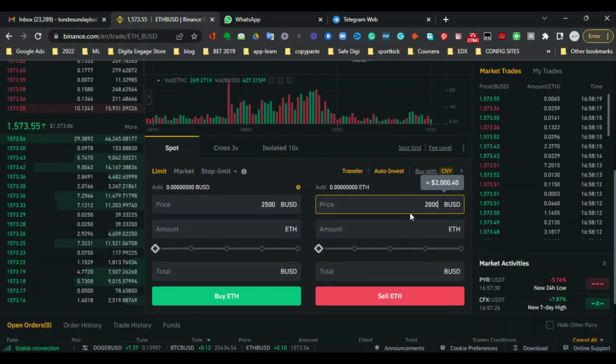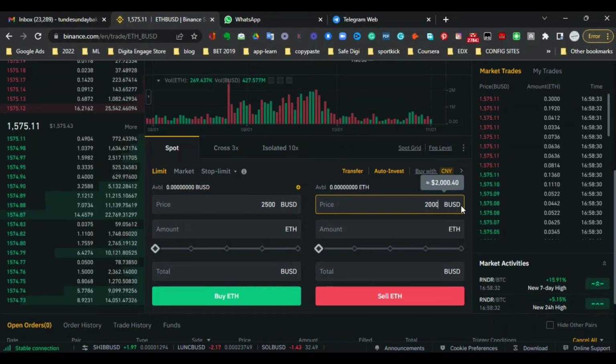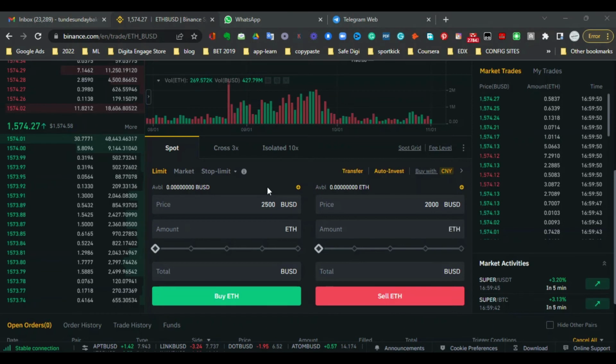The order will have been triggered because it has gotten to 2,000 or above, and now it's below 2,000. Immediately it's crossing that 2,000, if it gets to 2,000 or slightly above 2,000, it's going to be executed. That is a sell limit order. Now let's talk about how to place a buy limit order.